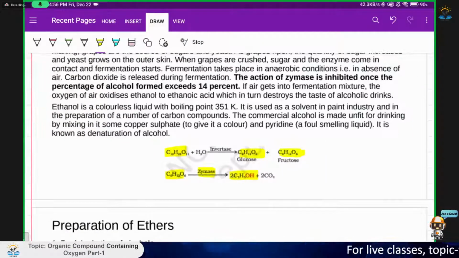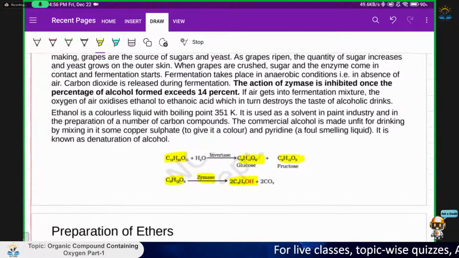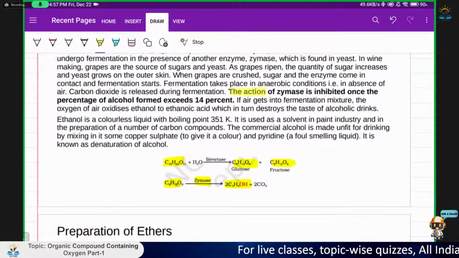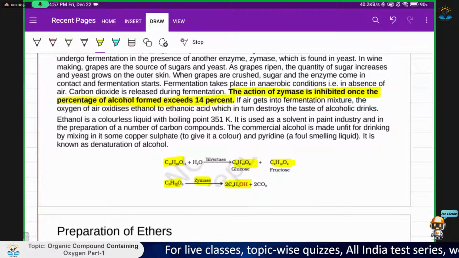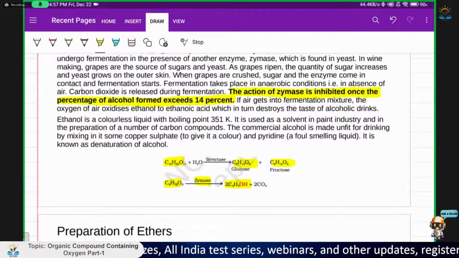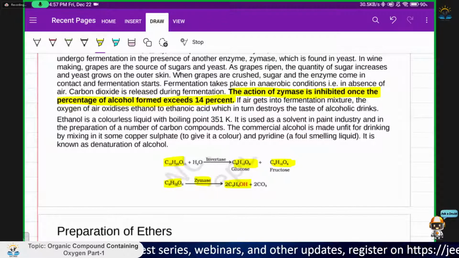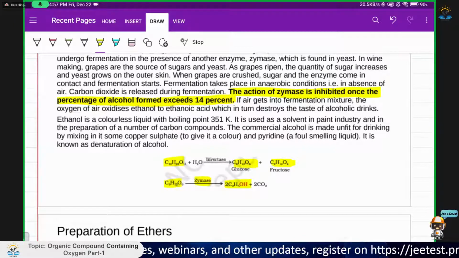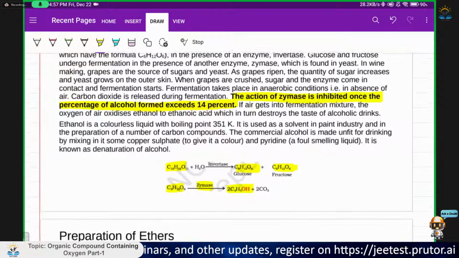When fermentation is taking place by organisms, know that the action of zymase is inhibited once the percentage of alcohol formed reaches 14%. Then zymase does not function and no more alcohol is produced. So how do we produce alcohol of higher concentration? We use the distillation process to increase the amount of alcohol.